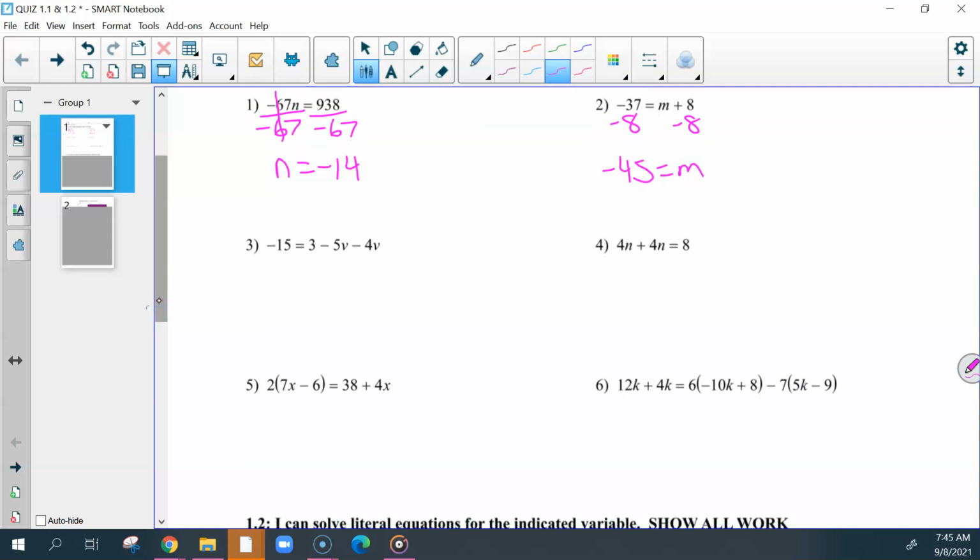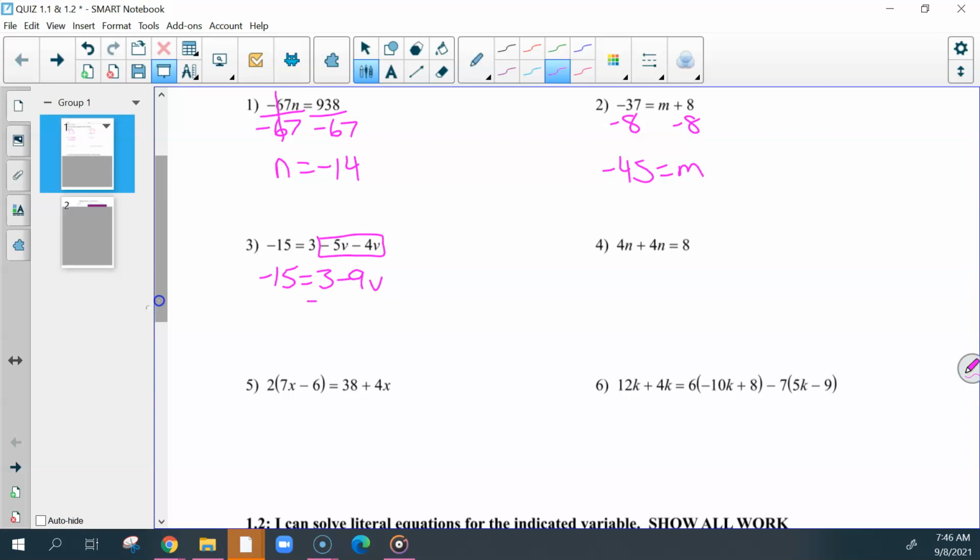For number 3, there were a couple different ways you could have gone about this. You could have moved the 3 over first and then combined like terms and then solved for it, or combined like terms and moved the 3 and solved for it. That really didn't matter. The main issue I saw is when we were combining these like terms, we were doing the opposite or the inverse operation there, and we should have just done exactly what it says. Negative 5 minus 4 to get negative 9. So anytime we are combining like terms on the same side, we're not doing inverse operations, just whatever it says.